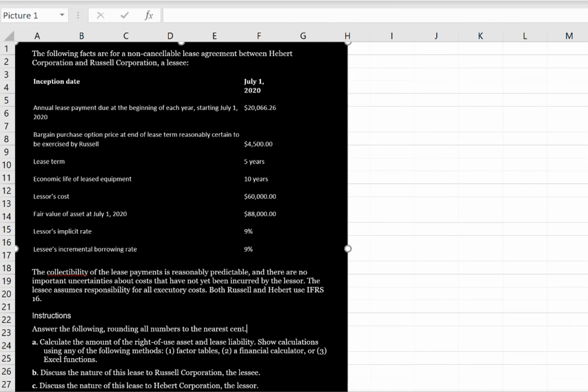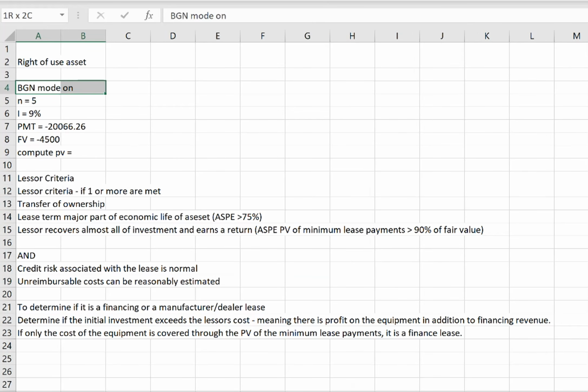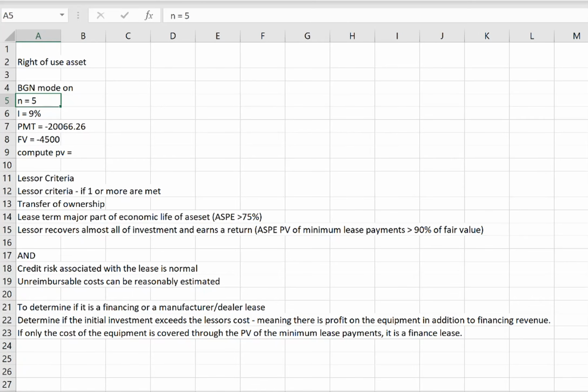So to calculate the right of use asset, we need to calculate the present value of the lease. The first thing we need to do is make sure we have begin mode on. And these are going to be the inputs for our present value calculation. We've got N of 5 and I of 9. If we look back in the question, it's a 5-year lease and a 9% interest rate. We would always use the implicit rate for IFRS, so it's 9%. The payment that we're going to enter is the lease payment, $20,066.26, and it's a cash outflow, so we're going to make it negative.